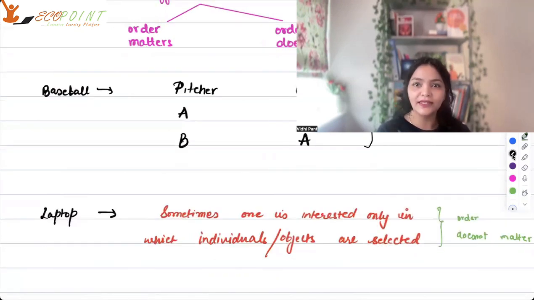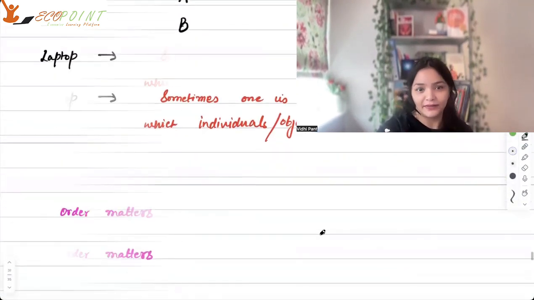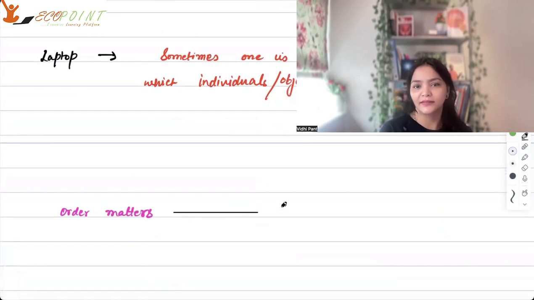Let's now associate the terminology permutation and combination with the entire scenario that we have just put in front of you. When order matters, this procedure we call a permutation.